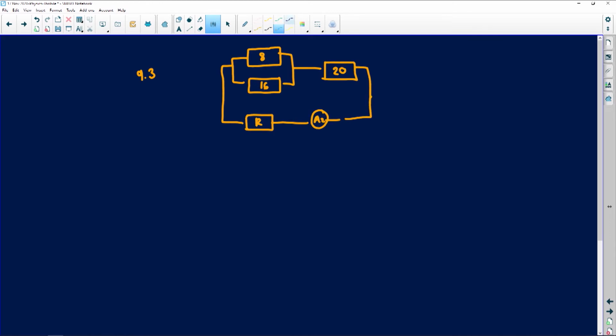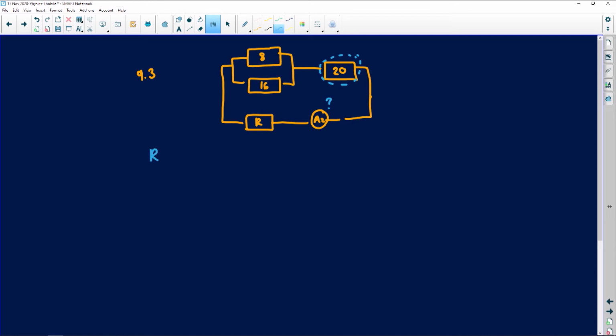So now let's answer what the question says. They want us to find out what is the reading of A2. So this is what we're first going to do. We're first going to find the potential difference of the resistance, which is 20. Why am I going to do that? Because 8 and 16 will be in series with 20. Resistors in series mean that the potential difference is not the same. Right, so that's where we're going to start.